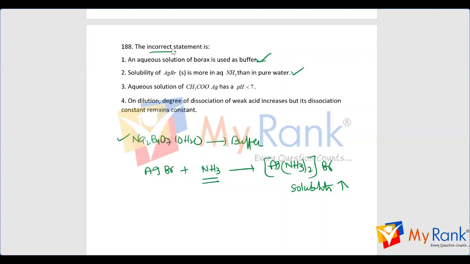Aqueous solution of CH3COOH has a pH less than 7. No, both are weak only, and the pH will be equal to 7. So therefore, this is not a correct statement. This is your correct answer here. This is not a correct statement because with a weak acid and weak base, the pH cannot be less than 7. The pH is equal to 7. So therefore, the third option is the incorrect option.